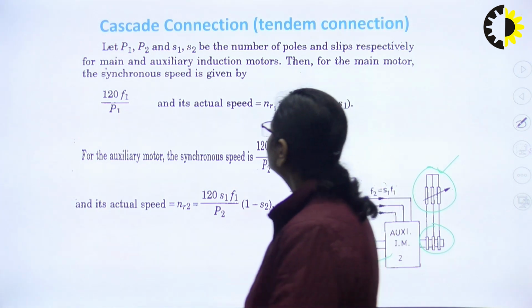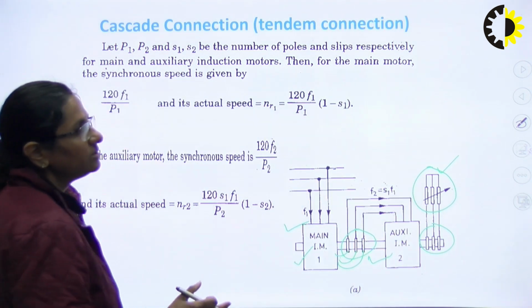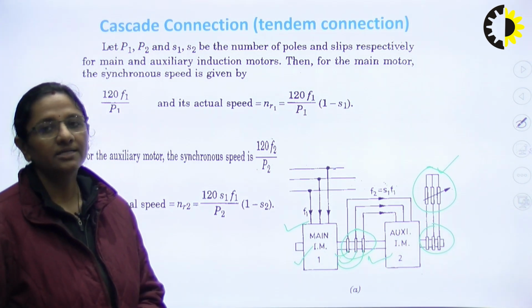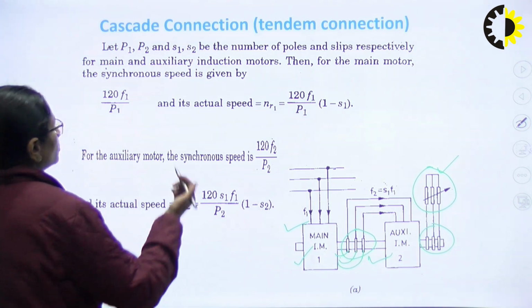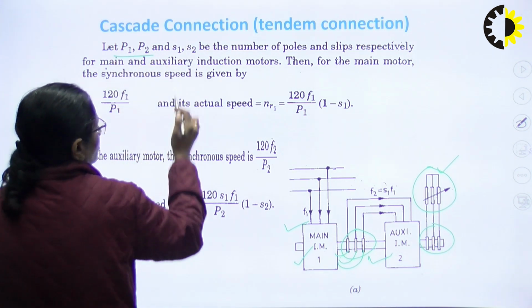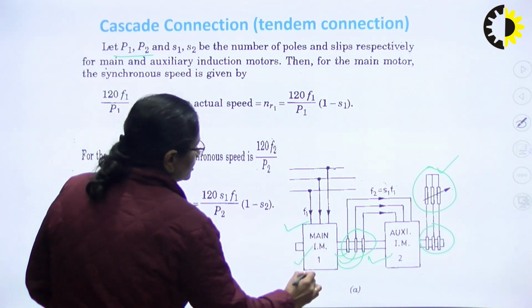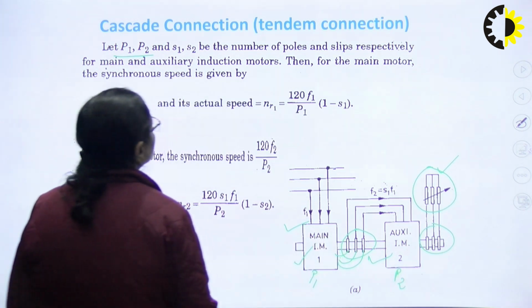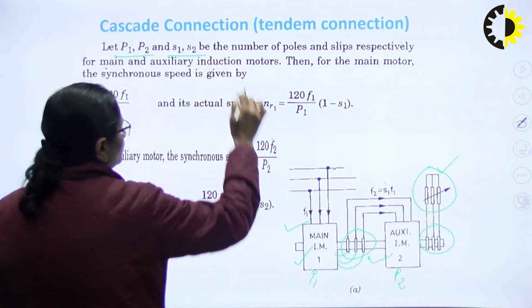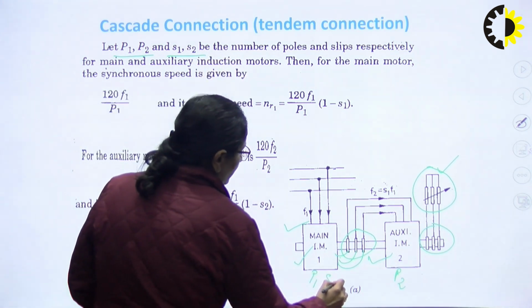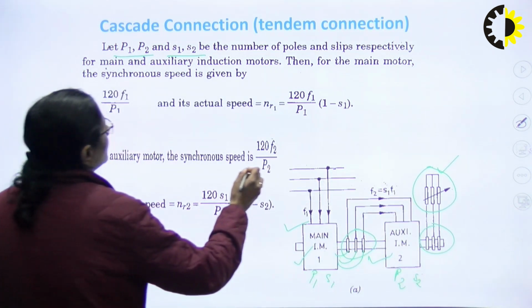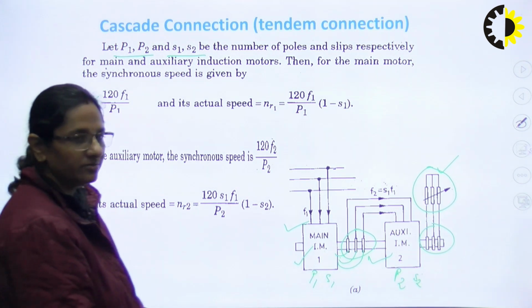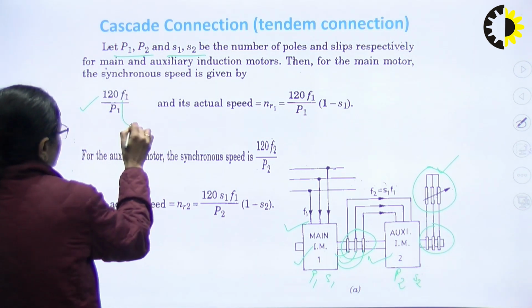Now, let us consider the speed control. Let us see what are the various possible speeds of operation of the main motor when we are discussing the cascade connection of the motor. So, let P1 and P2 be the number of poles for the main motor and auxiliary motor. P1 is the number of poles for the main motor, P2 is the number of poles for the auxiliary motor. Let the operating slips of these two motors be S1 and S2. Then for the main motor, the synchronous speed would be given by 120 F1 upon P1, where F1 is the frequency of supply.